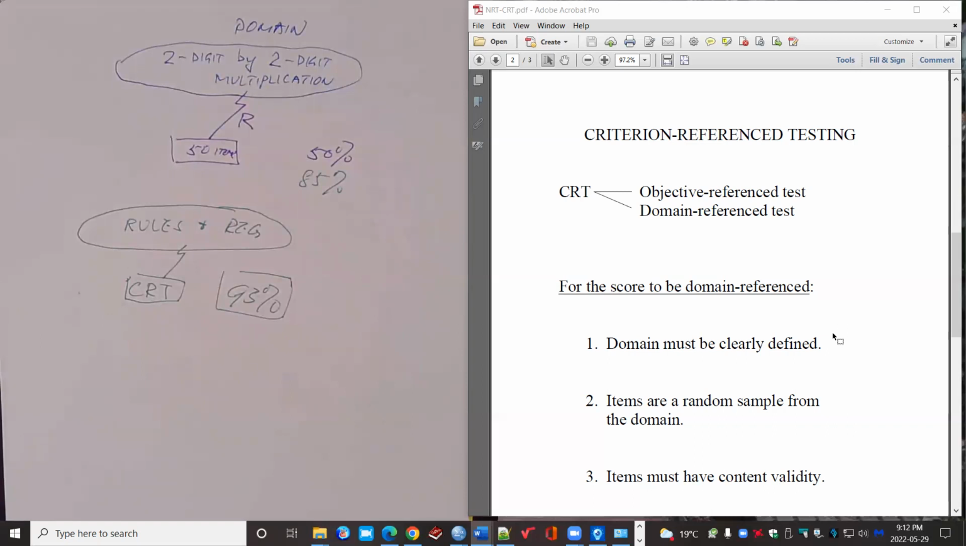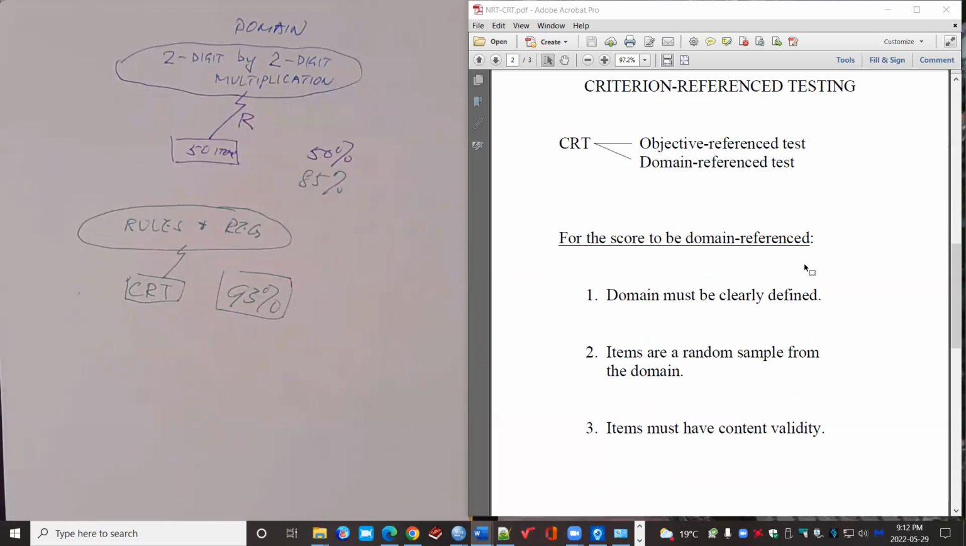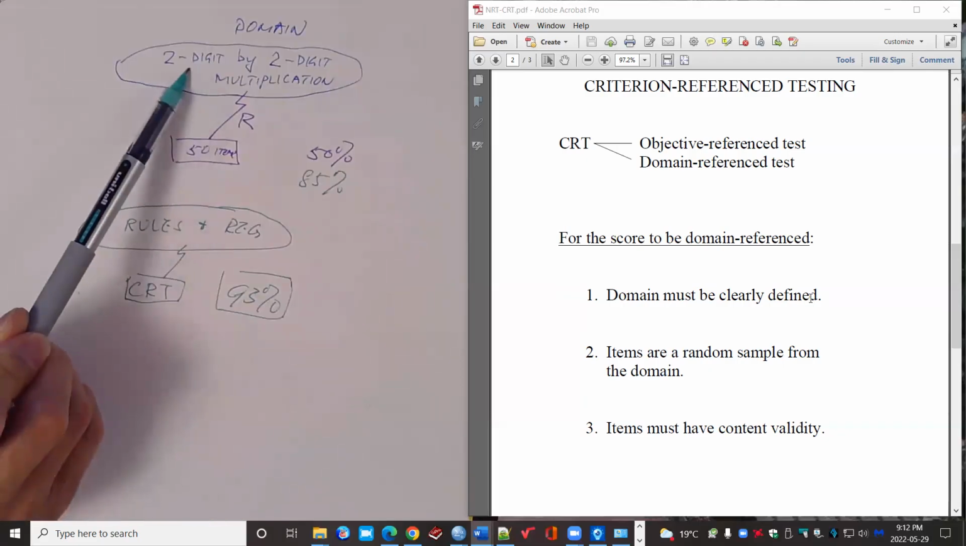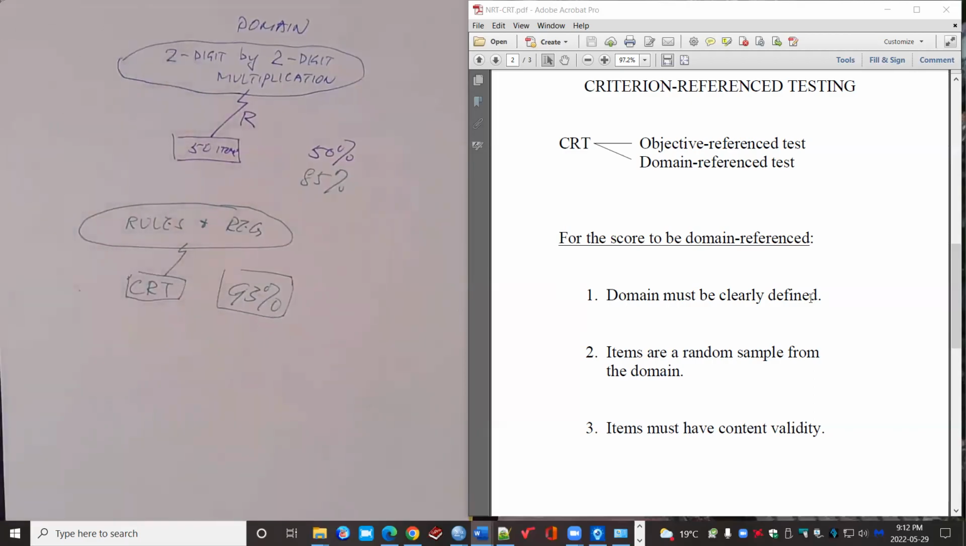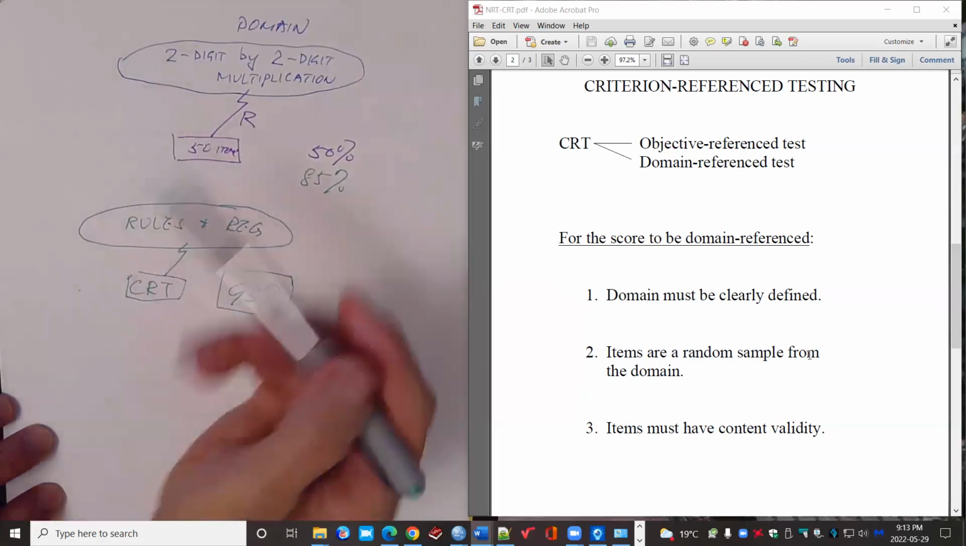Now, let's say for a test to be domain reference, the domain must be clearly defined. That is clear, is that right? Sometimes it is objective reference. The objective must be clearly defined. And the second point here, items are a random sample from the domain.